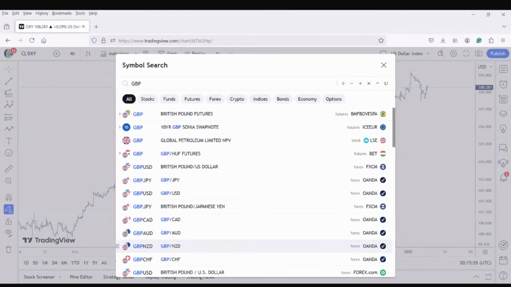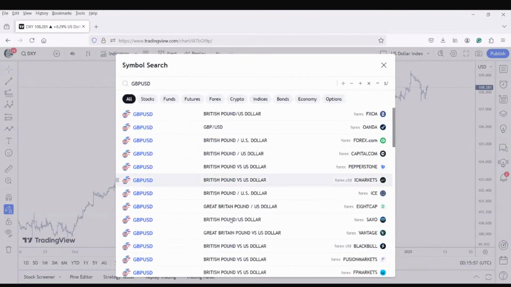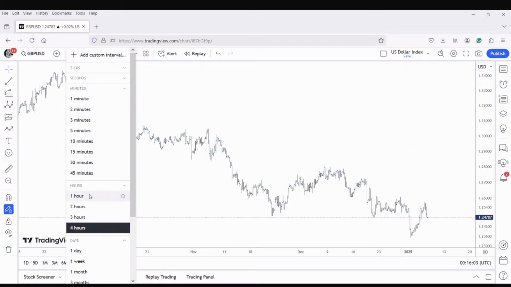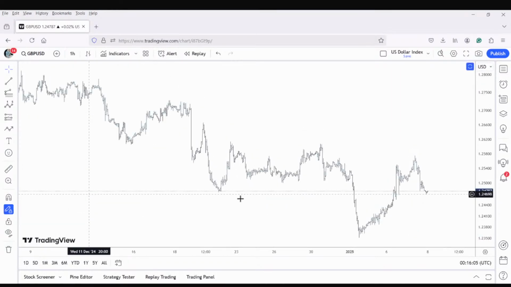What I'll do is I'll quickly pick up trades if you're interested for pound and dollar JPY as well. We'll work on the hourly charts because the larger degree charts are mostly the same.